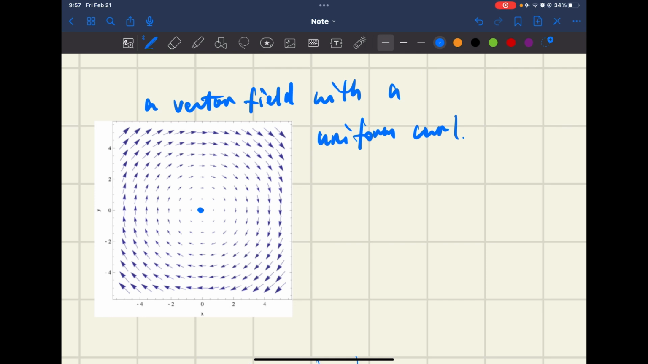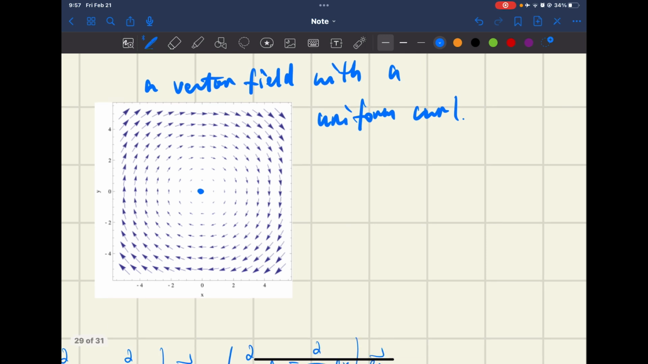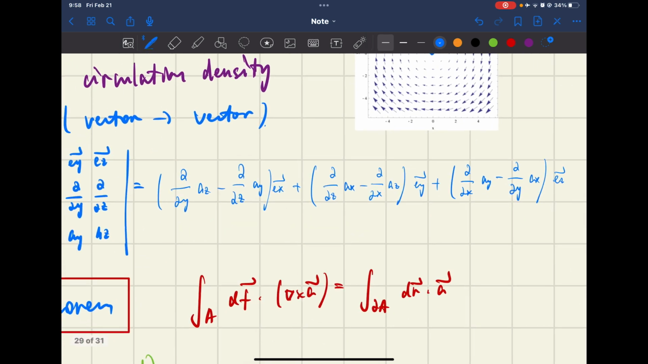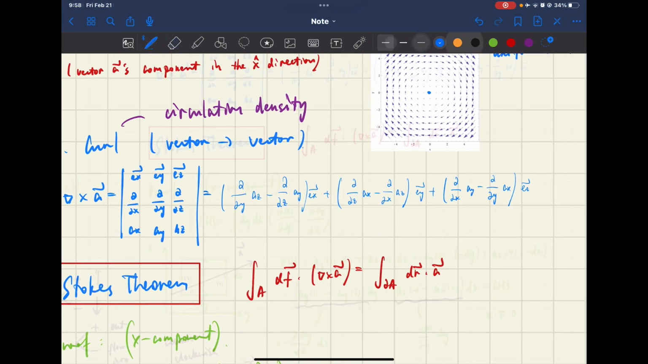It's the center of the vortex, and all these arrows around it will just be rotating around it at the same rate. Not an arrow is breaking its order, so it's all rotating at the same rate. And that's why the curl of this whole vector field will be constant. And that's how we understand it. It's just a circulation density.